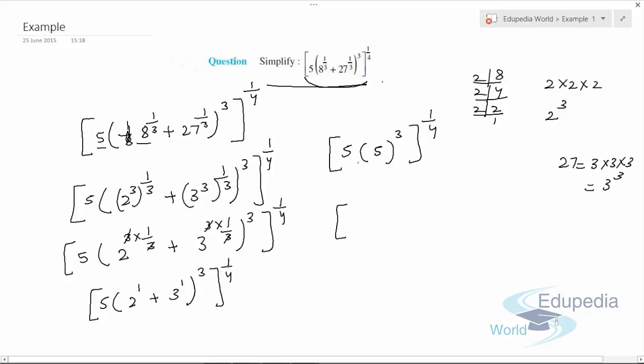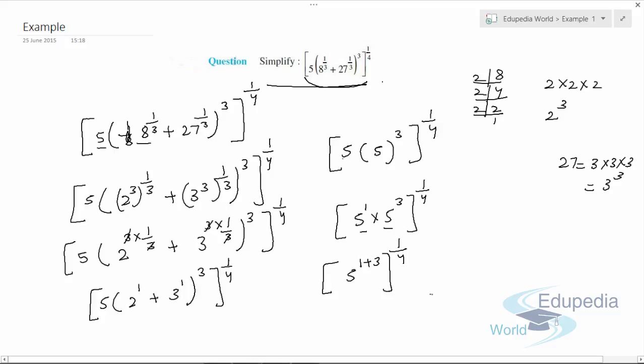So now these two numbers are the same, means the base is the same and we have powers, so we can add the powers. So this will become 5 raised to power 1 into 5 raised to power 3, bracket close raised to power 1 by 4. So this will become 5 raised to power 1 plus 3, bracket close 1 by 4. Why 1 plus 3? Because we have the same base, the powers will get added.